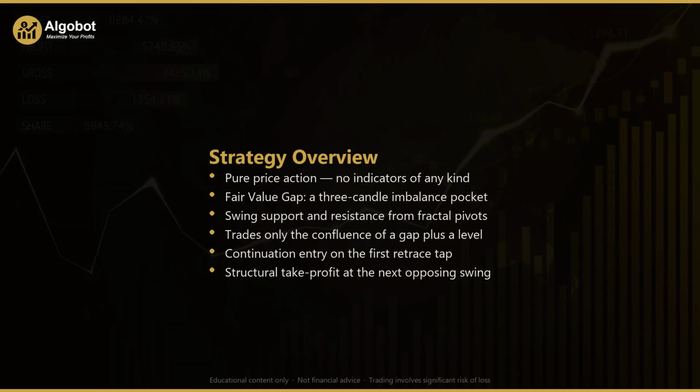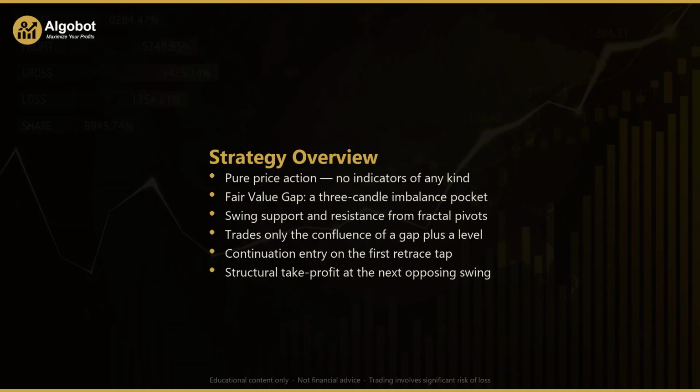The first is a fair value gap. This is a three-candle imbalance where one impulsive middle candle moves so fast that the wick of the first candle never overlaps the wick of the third, leaving an untraded pocket of price that the market tends to revisit. The second footprint is swing support and resistance. These are horizontal levels harvested from confirmed fractal pivots, a high or a low that stands above or below a set number of bars on both sides.